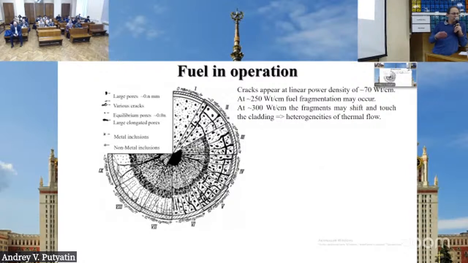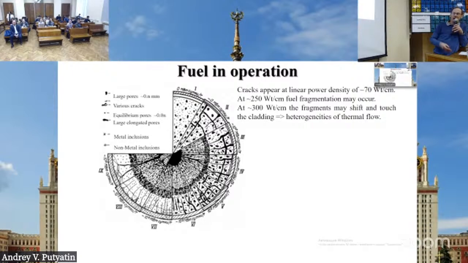Very soon after going into the reactor, because we have a neutron flux, we have a flux of fission products which destroy the crystalline lattice, we have very high thermal gradients and so on, and cracks appear. So the fuel partly behaves like a brittle material. Cracks appear at a power density of 70 watt per centimeter. At 250 watt per centimeter, fuel fragmentation starts.